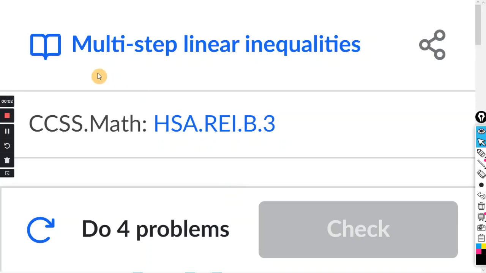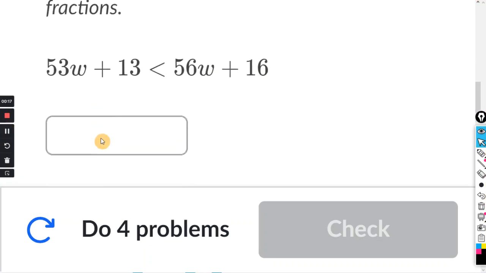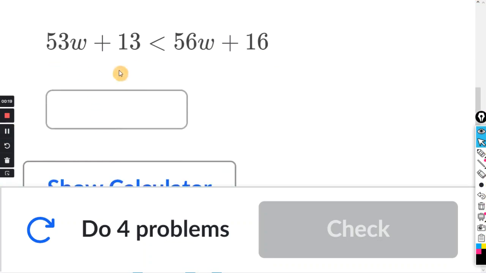This will be for the exercise, multi-step linear inequalities. Here they want us to solve for W, reduce any fractions to lowest terms, don't round the answer, and don't use mixed fractions. So here is the equation.